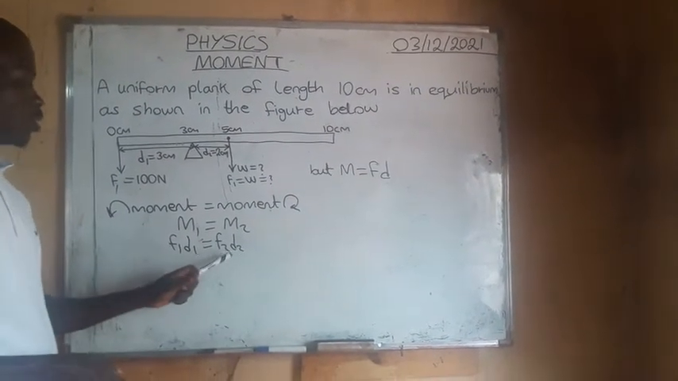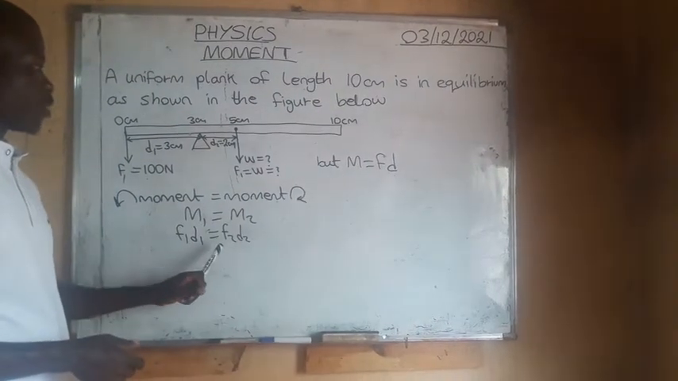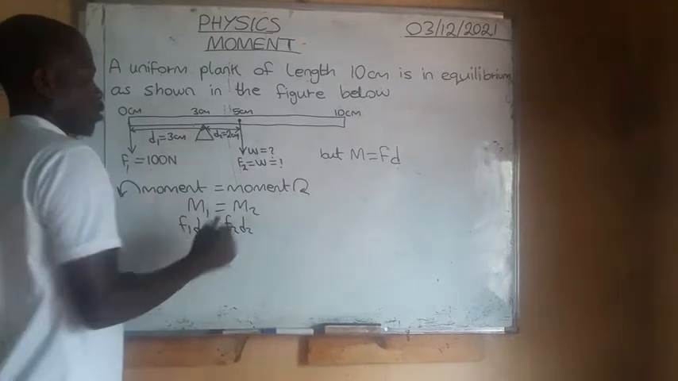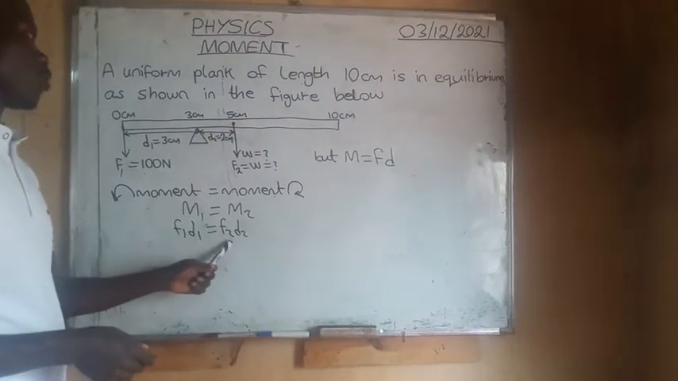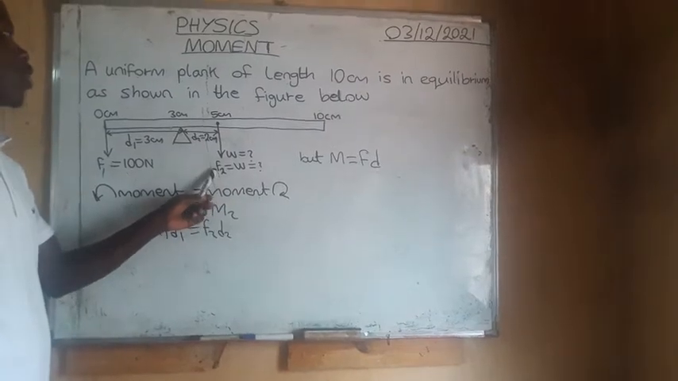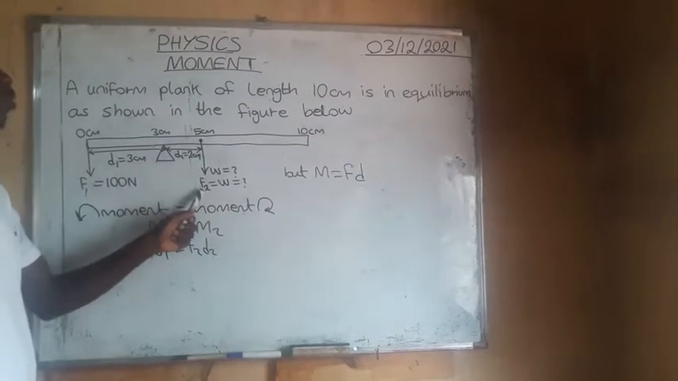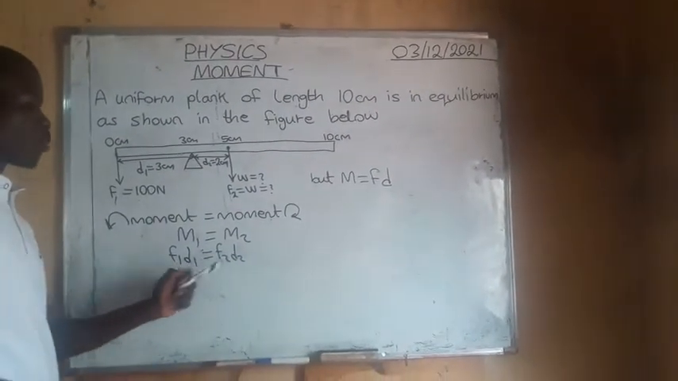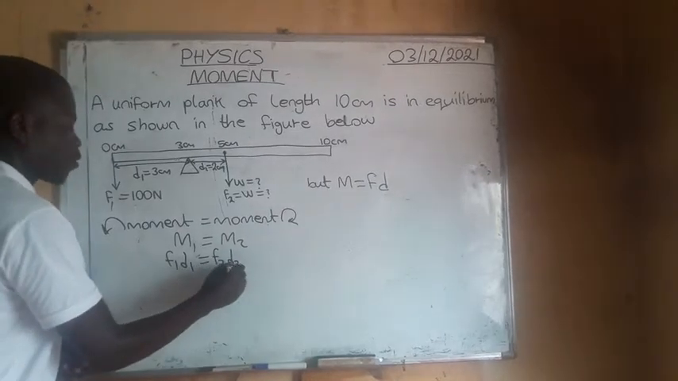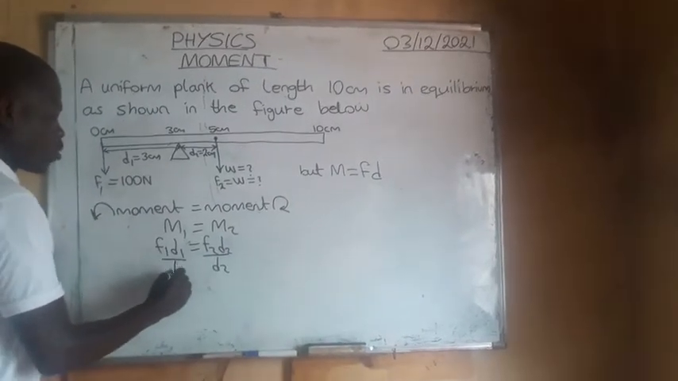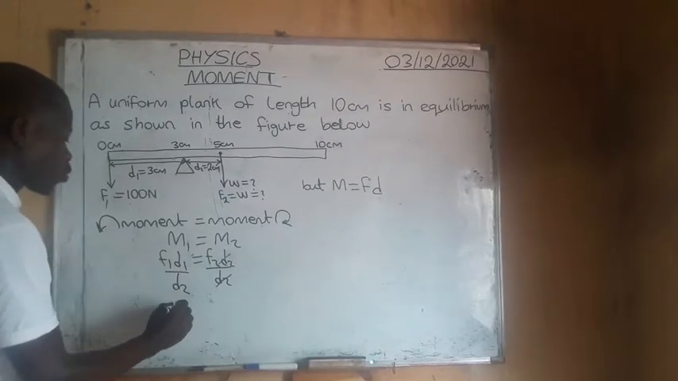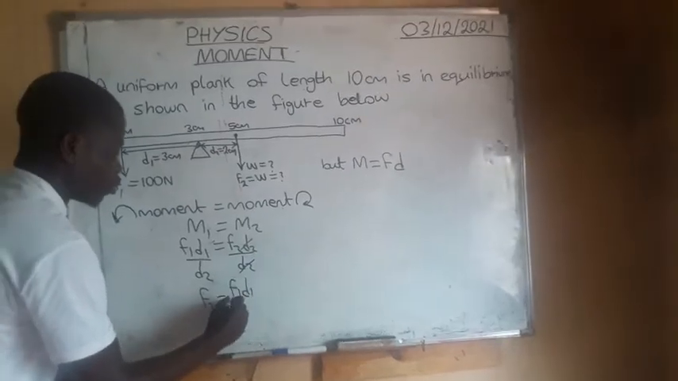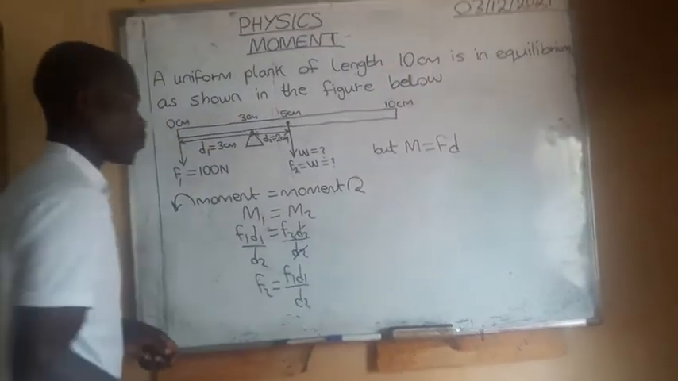Now we have to make F2 the subject of the equation, because it's what we are looking for. In this question, they want us to find the weight of the plank, so we are looking for F2. In the formula for the principle of moment, we make F2 the subject by dividing both sides by G2. So this will cancel. F2 is equal to force 1 times G1 over G2.